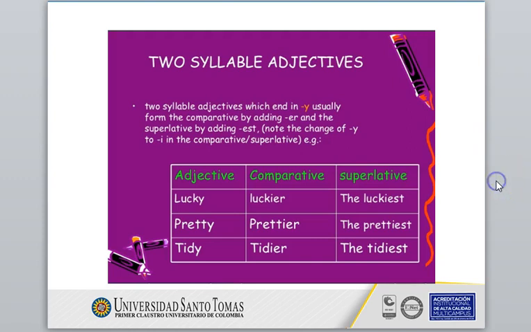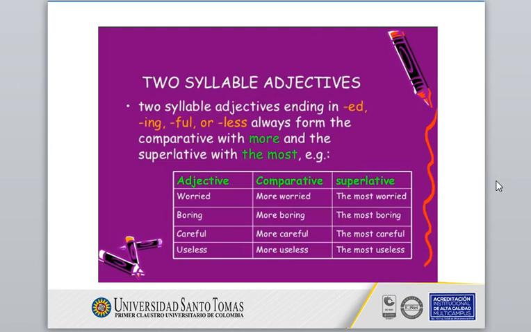Now let's talk about two syllable adjectives with some special endings. Remember adjectives such as worried, boring, careful, and useless. These adjectives have endings that are particularly different from the previous ones. Although they have two syllables, you will still have to use "more" for the comparative or "the most" for the superlative. You may say, history is more boring than biology, and English is the most boring class in my school, let's say.